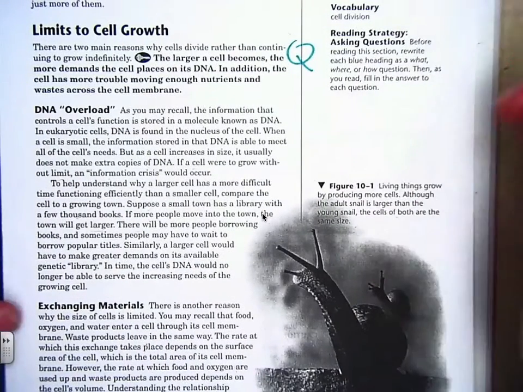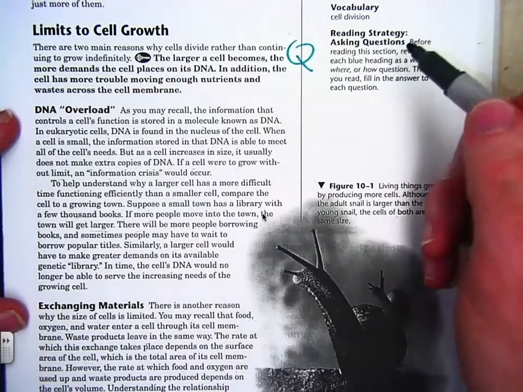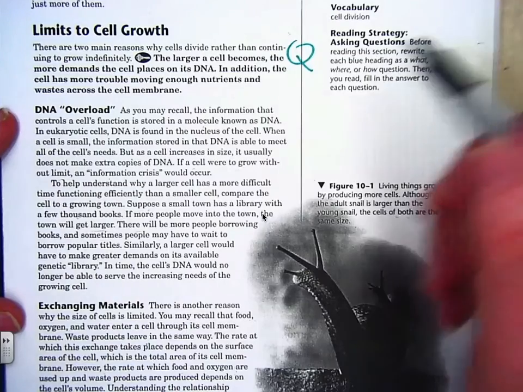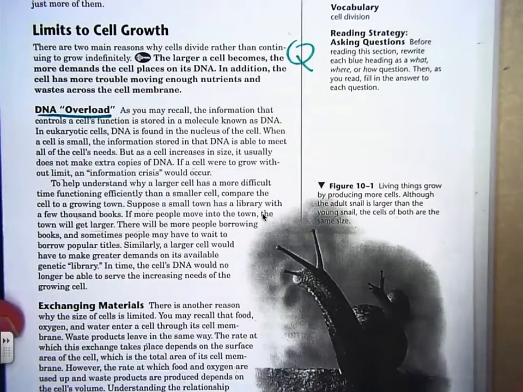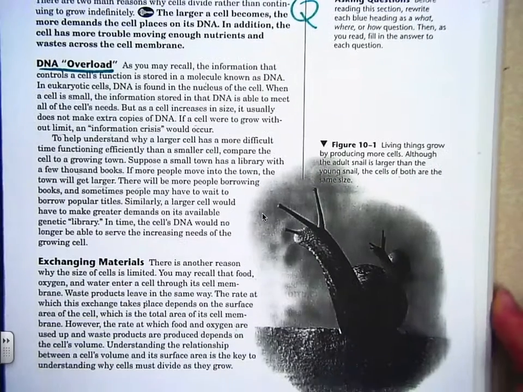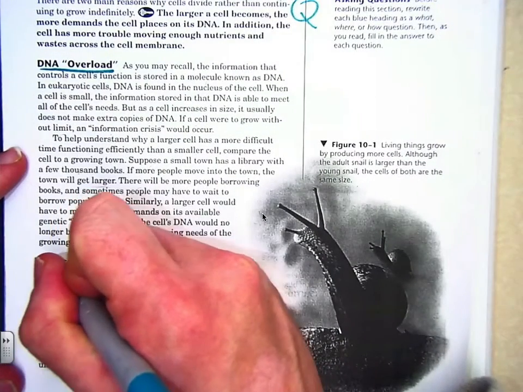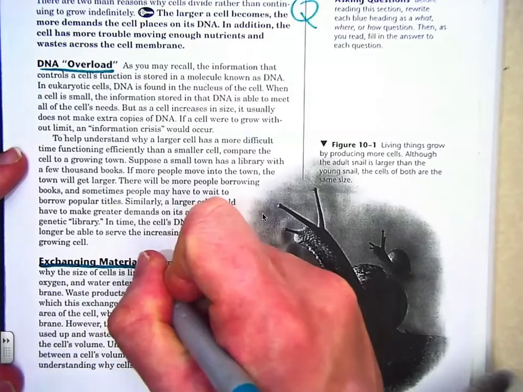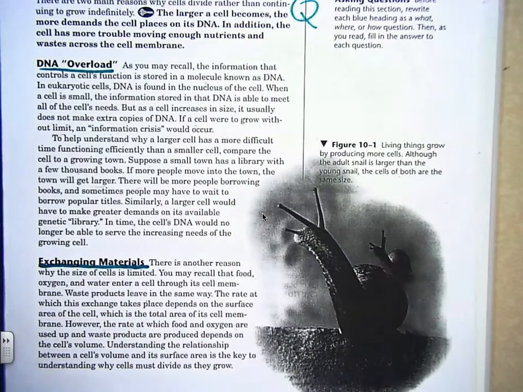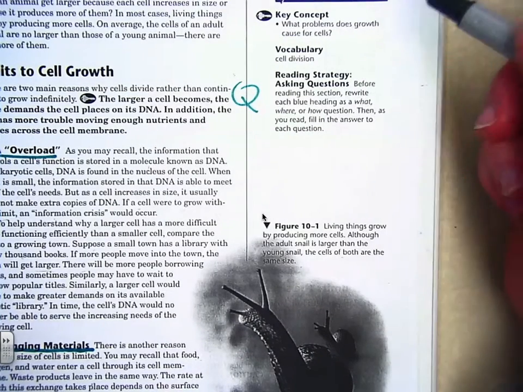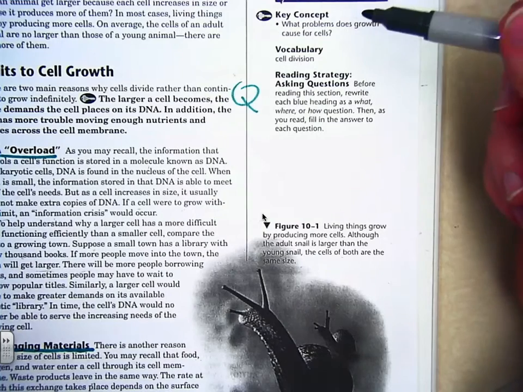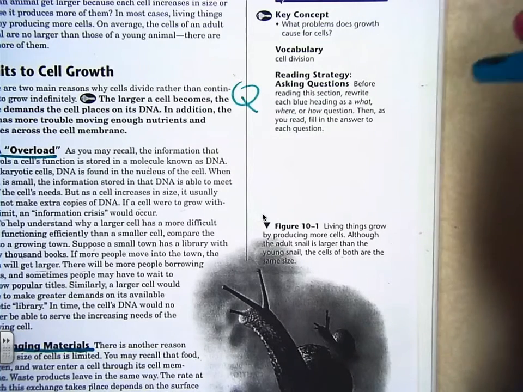What did we learn? We learned that there were two reasons that limit cell growth. If a cell gets too big, its DNA gets overloaded. And if a cell gets too big, the cell has a hard time getting enough oxygen and nutrients in and getting all of the waste out. Before we move on to the next page, take a look at our vocabulary, cell division, and what key concepts, what problems does growth cause for the cell?